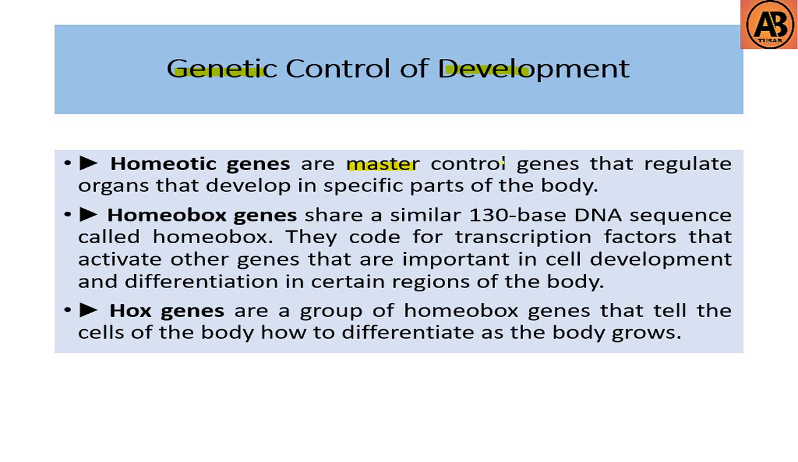Homeotic genes are master control genes that regulate organs that develop in specific parts of the body. Homeobox genes share a similar 130 base DNA sequence called homeobox. They code for transcription factors that activate other genes that are important in cell development and differentiation in certain regions of the body. Then Hox genes. Hox genes are a group of homeobox genes that tell the cells of the body how to differentiate as the body grows. So these are the genetic control of development.